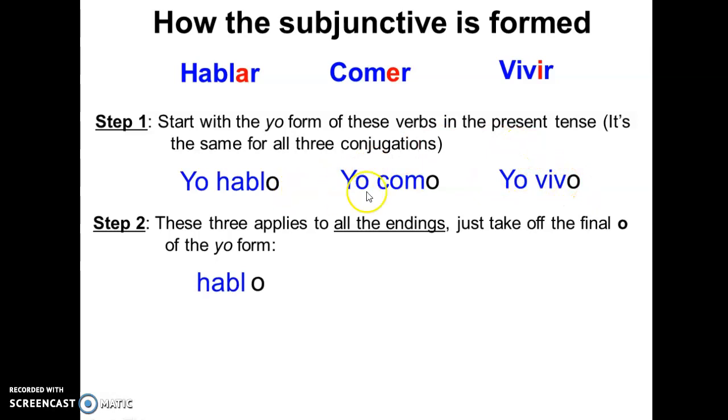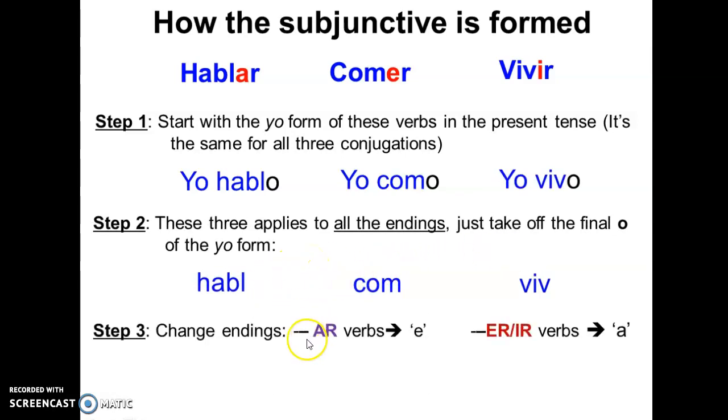And then, as we can see, this is just the present tense. And then what we do here is we remove the O, and then we change endings. For ar verbs, we use E. And for er and ir verbs, like here, we use A. So we switch those endings. So this is how it's going to look in the subjunctive form.